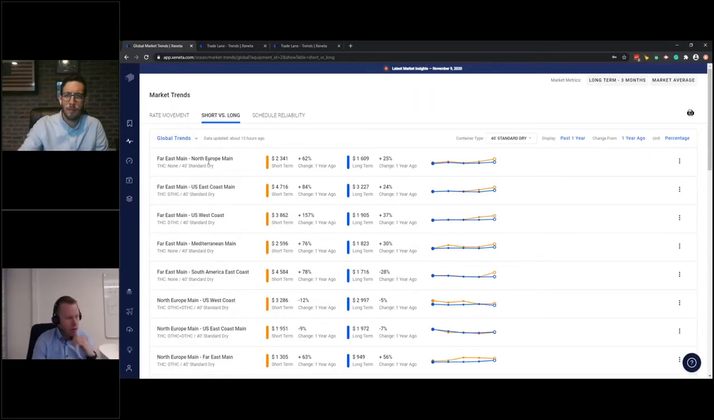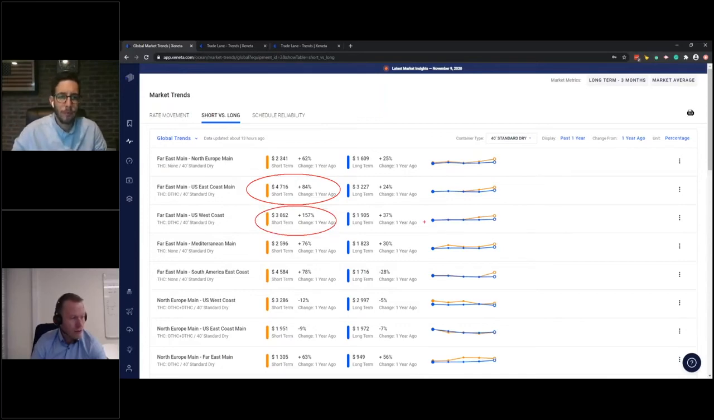And here you can see some of the biggest corridors, top left, Far East Main to North European main ports, where you see in orange the short-term rate as of today for a 40-foot standard dry. We can do, of course, a 20-footer or whatever we want to look at, but you can see that year over year, the short-term market as of today on this corridor is up 62%, and the long-term market is up 25%. And then if I quickly go down with my eyes here, I can see that Far East Main to US East Coast is up 84, and West Coast is up 157.